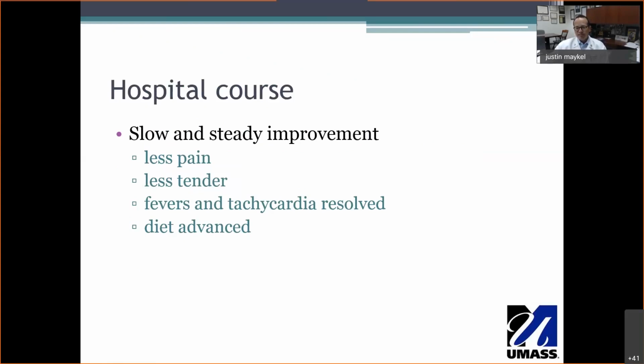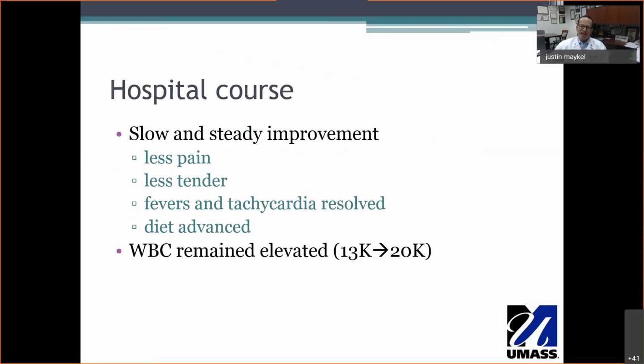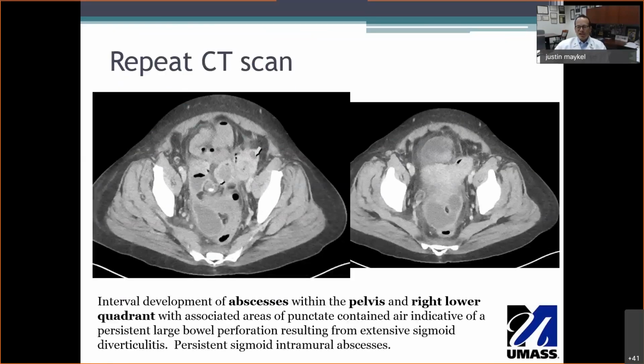Next. The one thing that stood out is that her white count remained elevated. It started around 13,000, and despite her clinical improvement, it rose to 20,000. So after a week of being in the hospital, we opted to go ahead and repeat the CT scan. Next slide. So you can see with these representative images from her CAT scan that the situation had changed significantly.